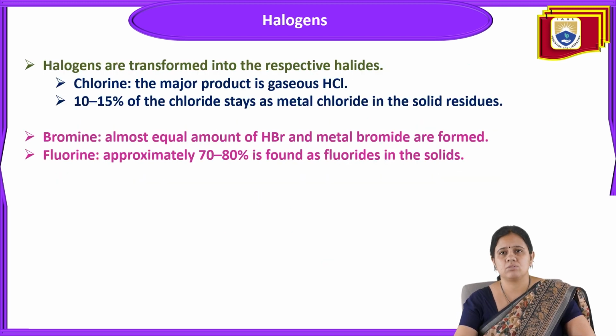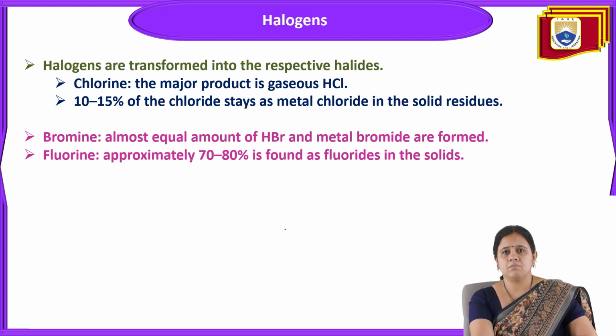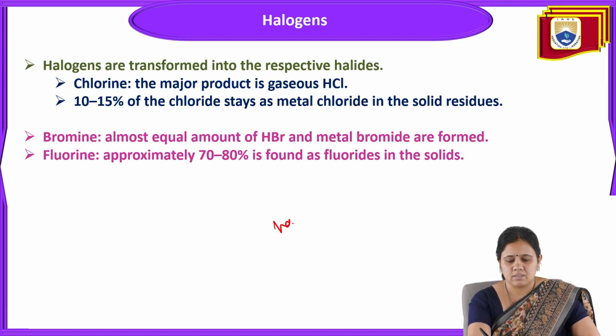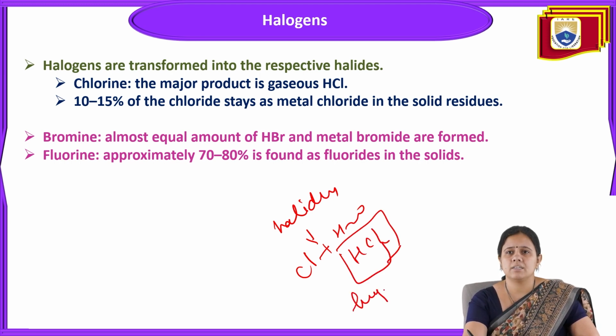Next are halogens. Halogens also form due to this burning, and they can be transformed into their respective halides. The chlorine atom will react with H2O and H, and form HCl. HCl is hydrochloric acid, a very dangerous acid. This hydrochloric acid is responsible for acid rain.